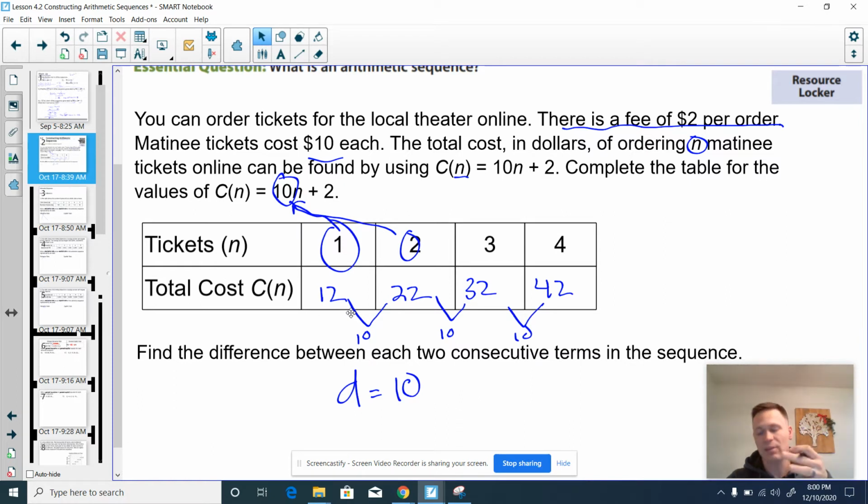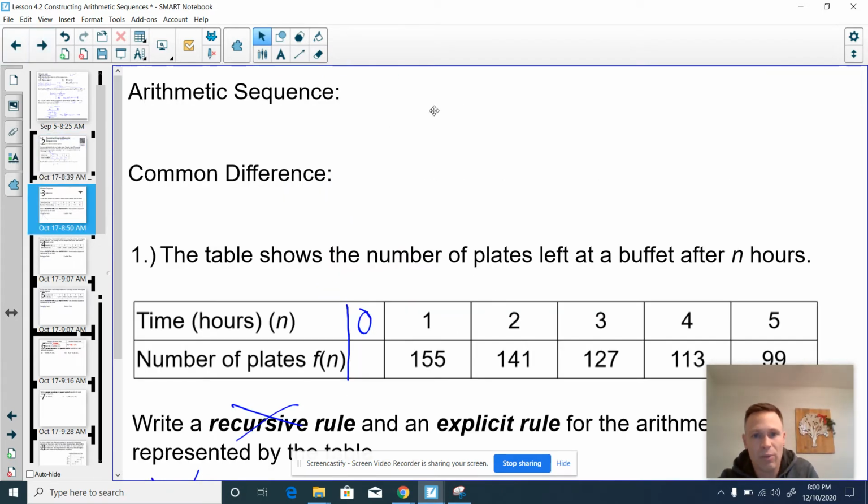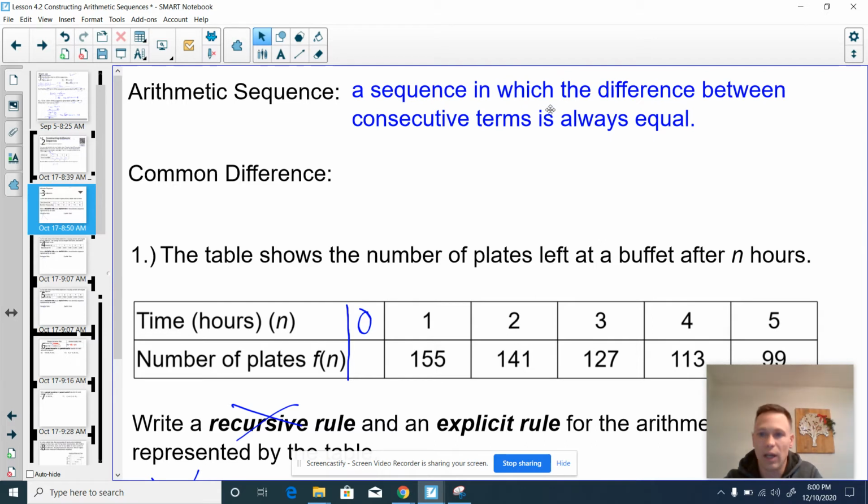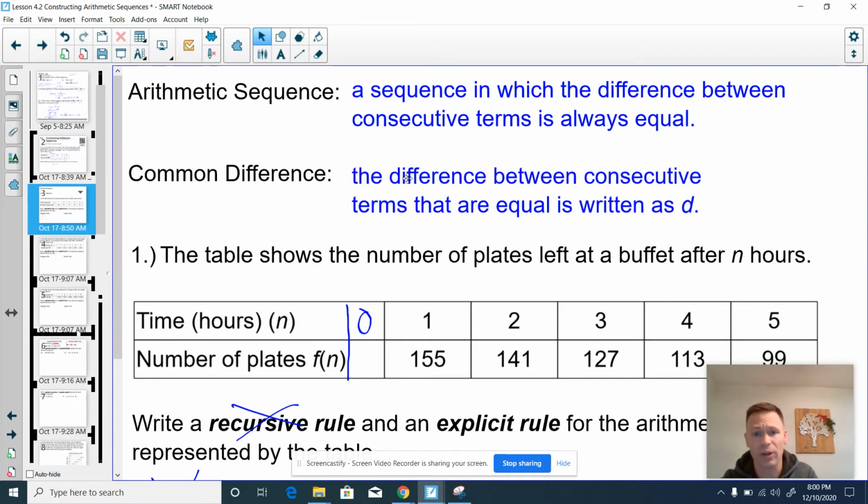So they're always like counting up by 2s. 2, 4, 6, 8 is an arithmetic sequence because we're counting by 2s. Counting by 3s, counting by 4s. In this case, we're counting by 10s. Okay. So an arithmetic sequence is a sequence in which the difference between the consecutive terms is always equal. The common difference is the difference between the consecutive terms that are equal, and it is D. Like I said earlier, it is that variable D, okay?